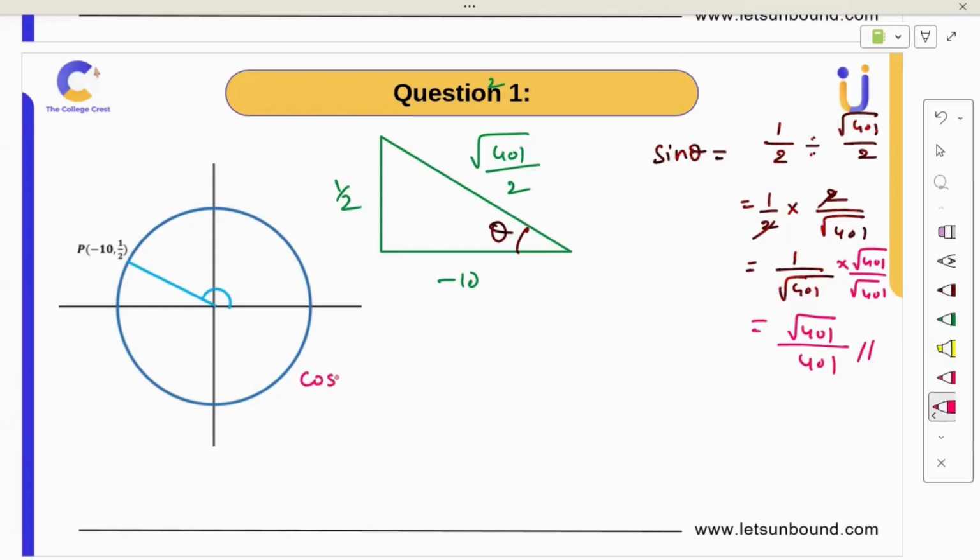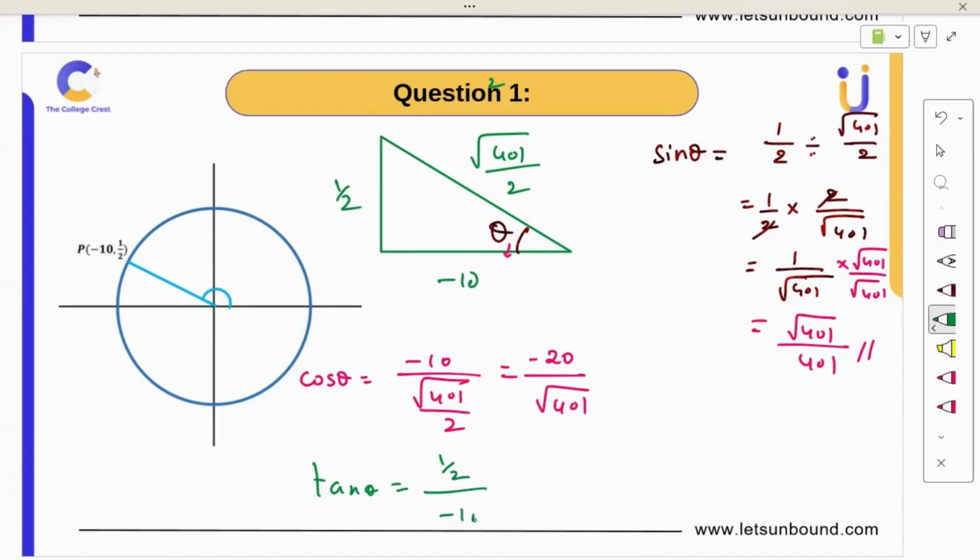And coming to cos theta, it's adjacent over hypotenuse. Adjacent of theta is minus 10 and hypotenuse is square root of 401 by 2. The 2 will multiply here. So basic fraction thing. And we got this. Finally, tan theta is opposite over adjacent. Opposite is 1 by 2. Adjacent is minus 10. So it's minus 1 by 20. Right. So that's all for question number 1.